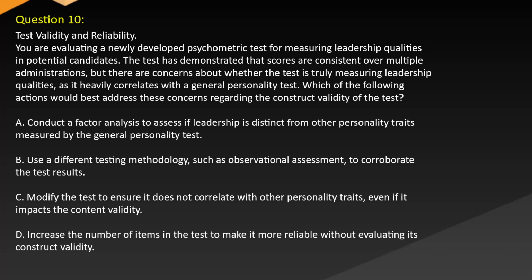A. Conduct a factor analysis to assess if leadership is distinct from other personality traits measured by the general personality test. B. Use a different testing methodology, such as observational assessment, to corroborate the test results. C. Modify the test to ensure it does not correlate with other personality traits, even if it impacts the content validity. D. Increase the number of items in the test to make it more reliable without evaluating its construct validity.